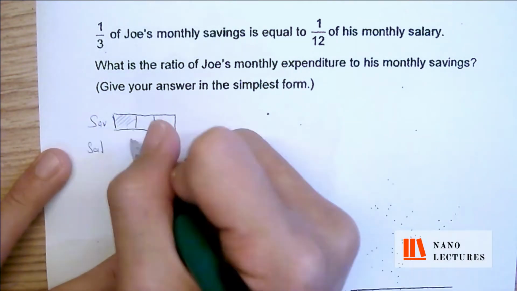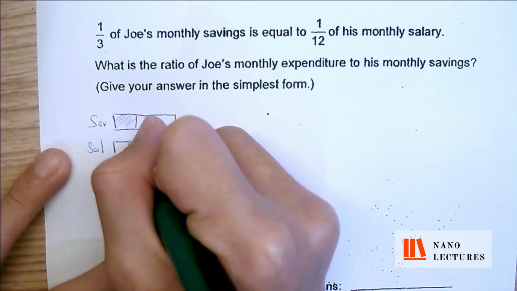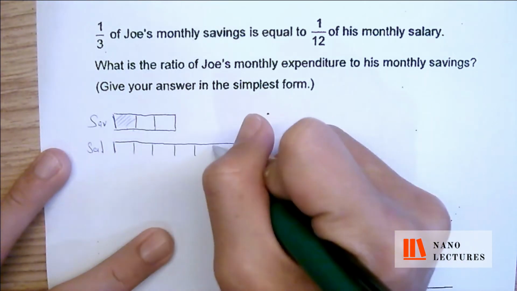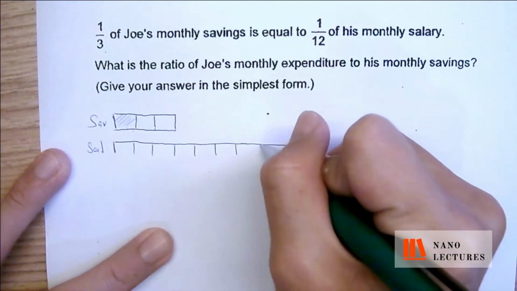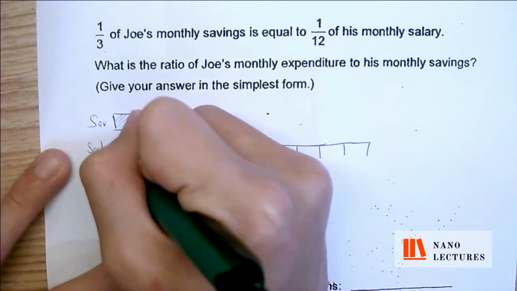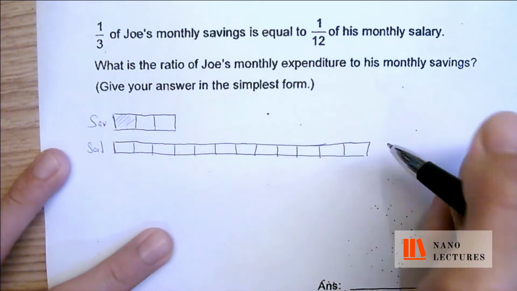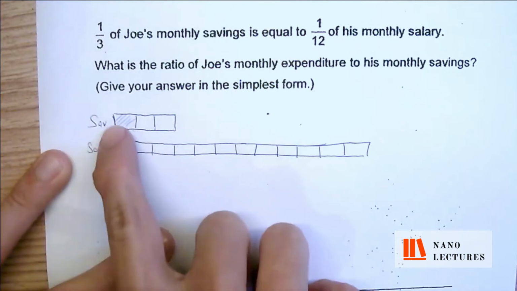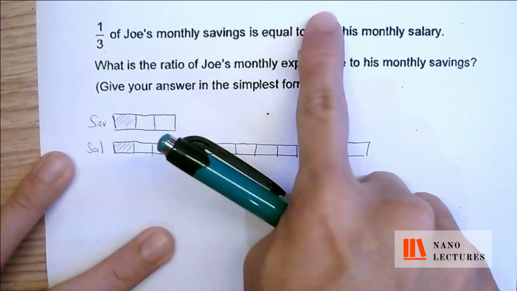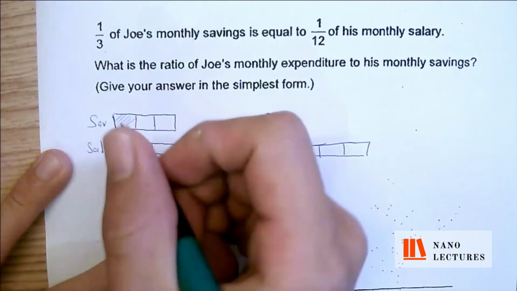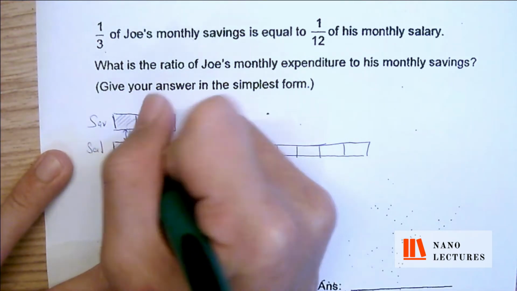This is equivalent to 12. I'm going to draw 12. 1, 2, 3, 4, 5, 6, 7, 8, 9, 10, 11, 12. This is what it's trying to say. 1/3 of his savings is equal to 1/12 of his monthly salary. This 1/12, so this one is the same as this one.